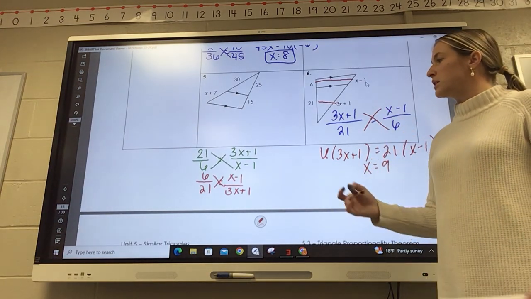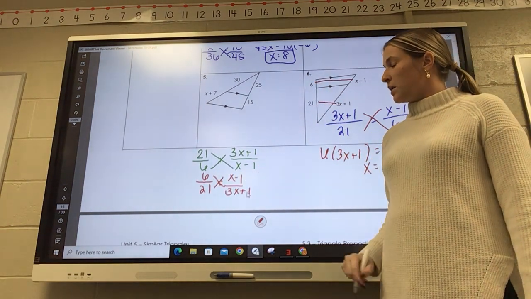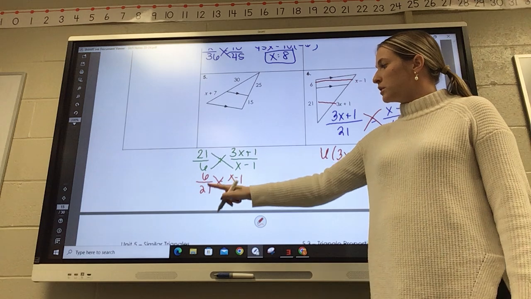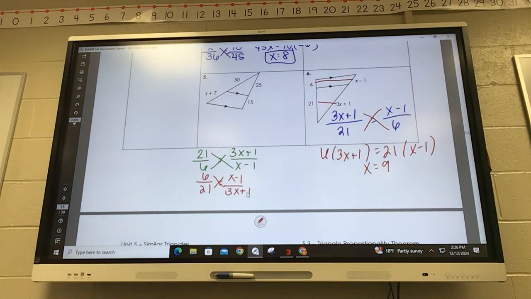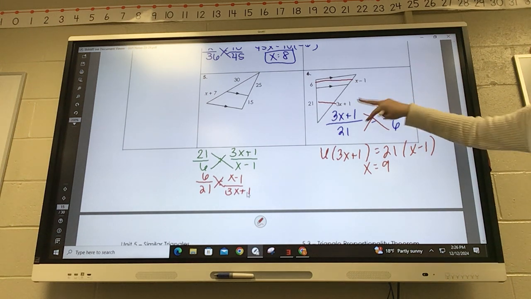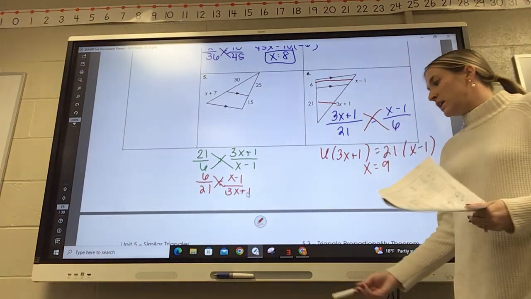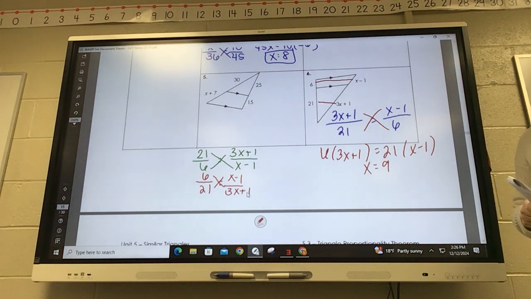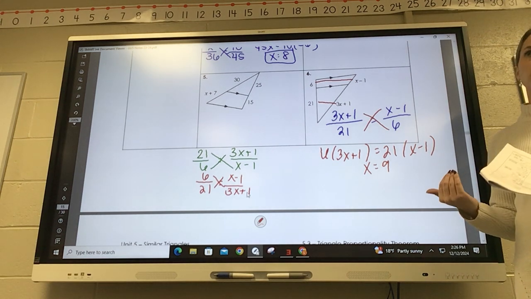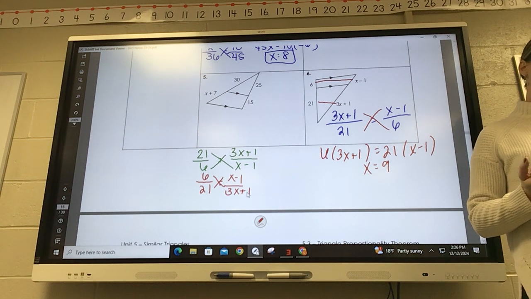When I flip-flop it the same way, 6 and 21, x minus 1 and 3x plus 1, when I cross multiply, I still put the 3x with the 6. So any of those proportions still end up being okay. You could even take Eliza's and flip-flop them upside down and they would still work. So there's 4 ways you could set them up and still get the correct answer. The key is just keeping your orders the same on both sides. Does that make sense? Okay.